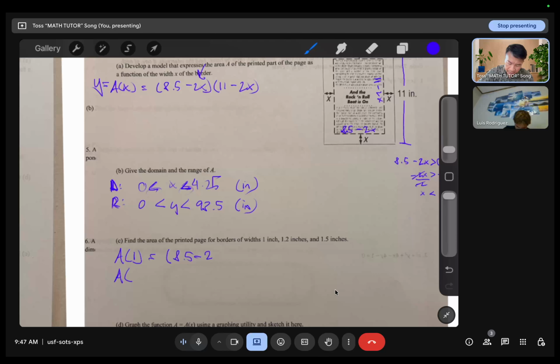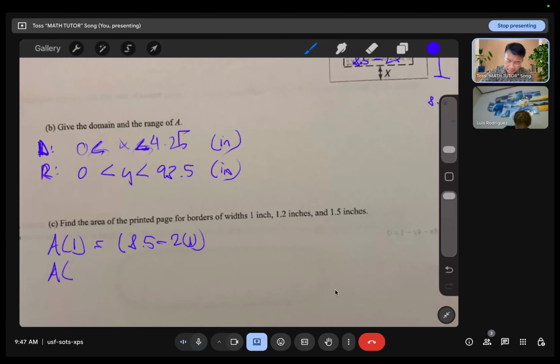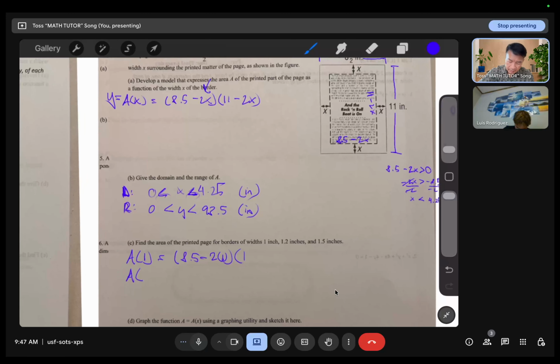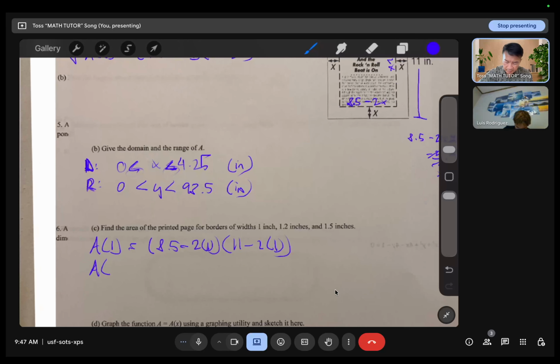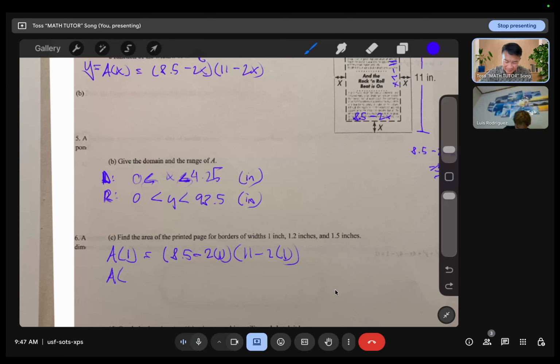Minus 2 times 1, double parentheses, whatever. You can bracket times 11 minus 2 times 1. Close parentheses. You can punch that in. I don't recommend you FOIL this. It's easier if you don't. The other one's 1.2. Same thing.